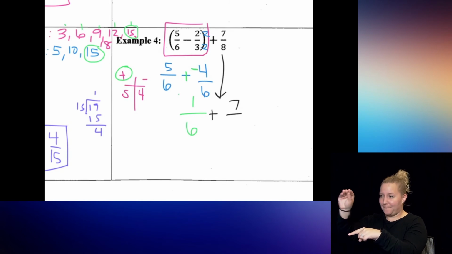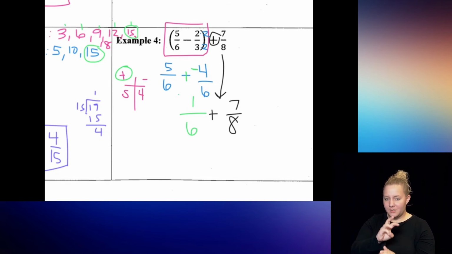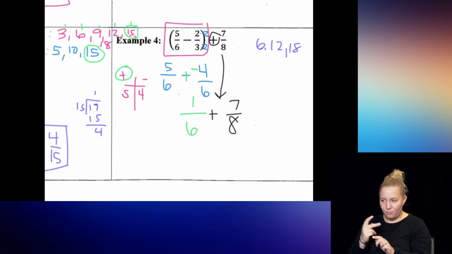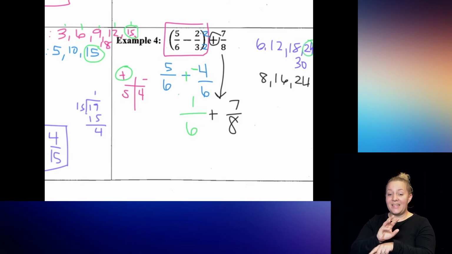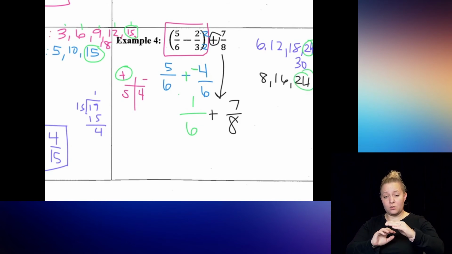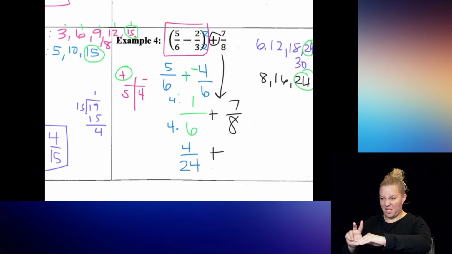Then here I need common denominators again. So I'm going to list out the multiples of 6: 6, 12, 18, 24, 30. I'm going to list out the multiples of 8. So I have 8, 16, 24. There it is. I see both of them have 24 in common. So I'm going to multiply this 6 by 4 to get 20/24, plus 7/8. I'm going to multiply the 8 by 3, so I have 21/24.